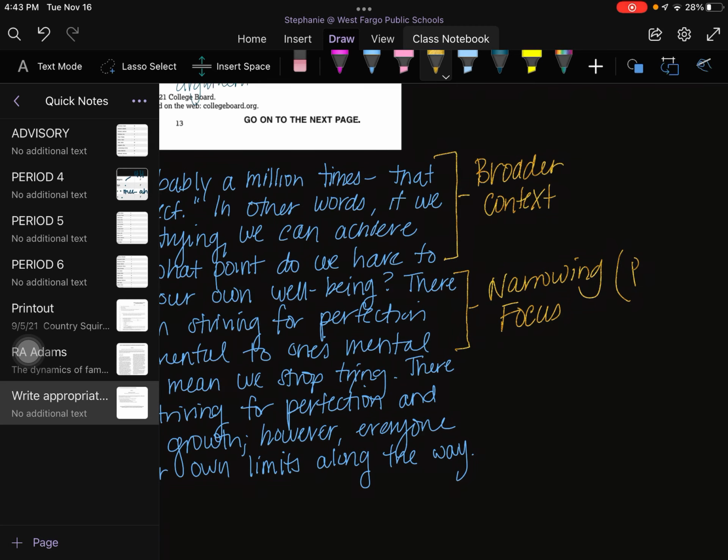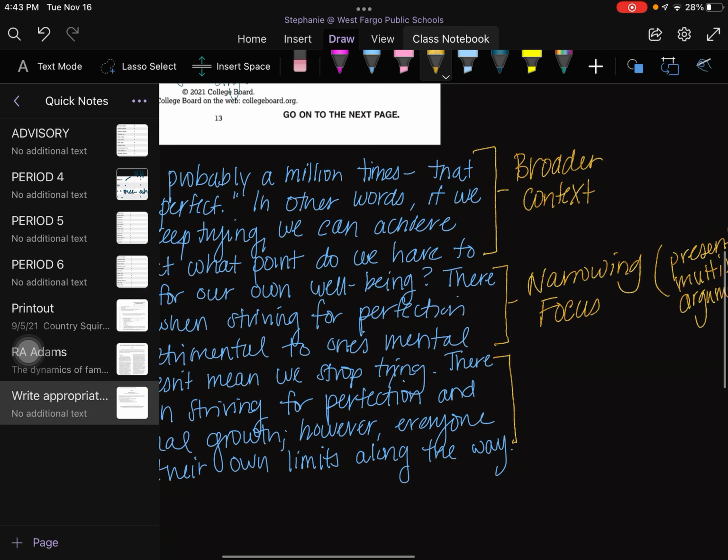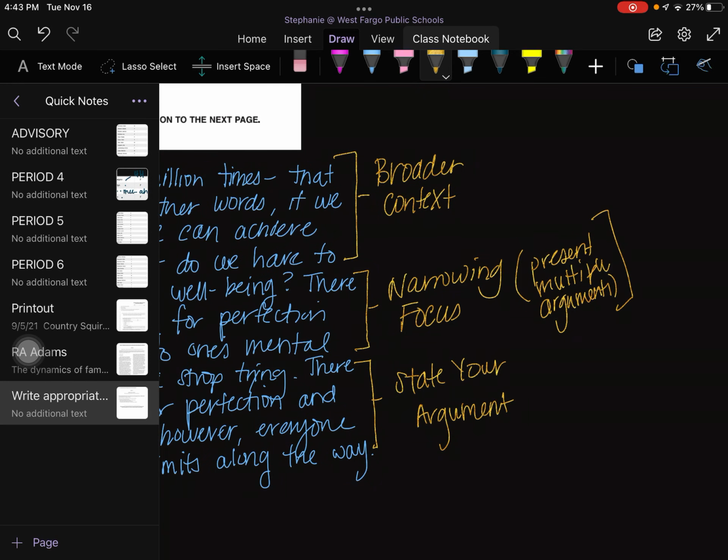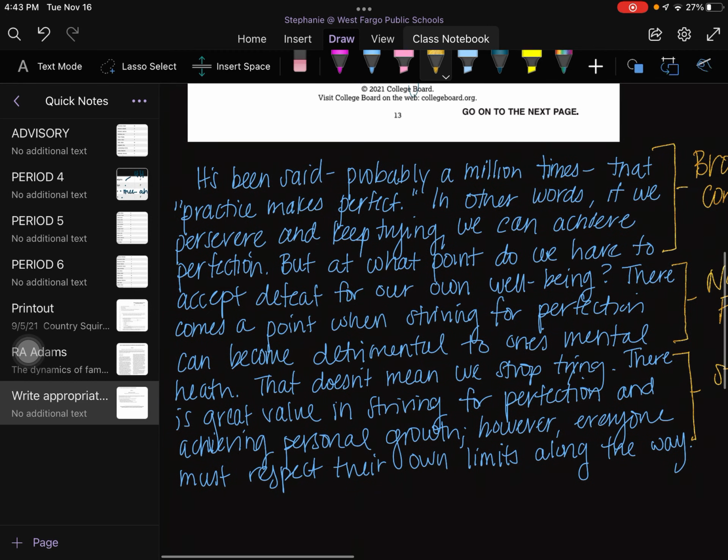Narrowing focus is usually a good time to present multiple arguments, because the last part, thesis, that's where you state your argument. So I just want to clarify, it's okay to talk about here's what other people think. It's actually really effective to kind of present the context and share what is out there and what people think. But you always, always, always want to make sure that you follow that immediately with, but here's the argument I'm going to make.